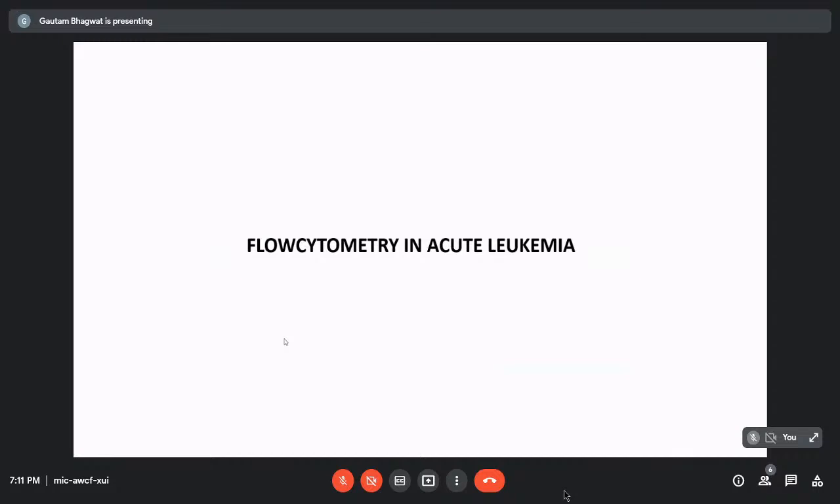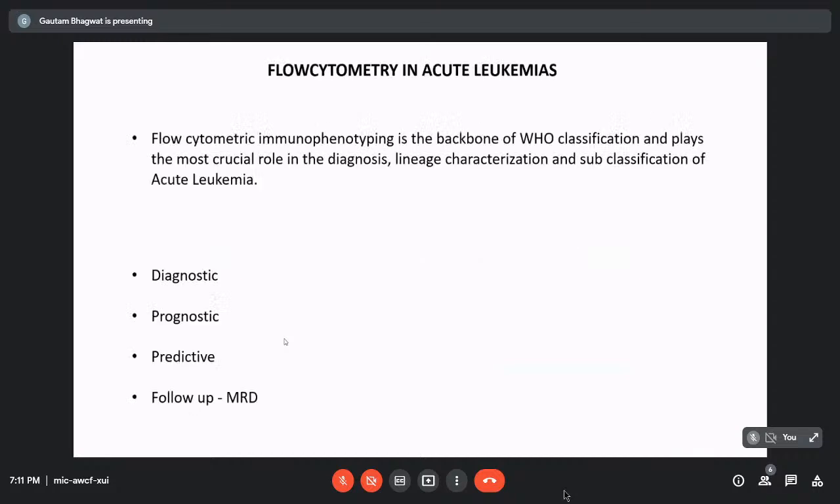So coming to flow cytometry in acute leukemia, flow cytometry is the backbone of the WHO classification as far as acute leukemia is concerned. Now, what is acute leukemia? It is more than 20% blasts in peripheral blood or bone marrow, or presence of recurrent genetic abnormalities such as translocation 8;21, inversion 16, translocation 15;17, etc. So, flow cytometry plays a big role in the classification. It has a crucial role in diagnosis, lineage characterization, and subclassification of acute leukemia.